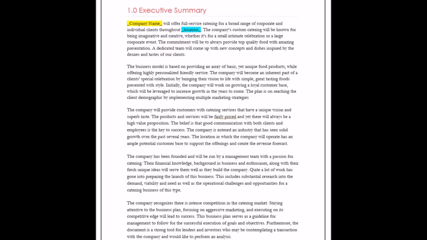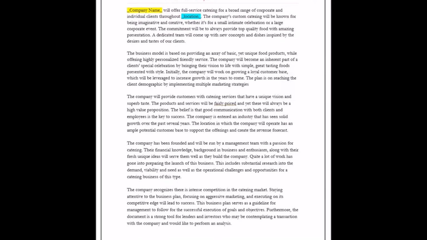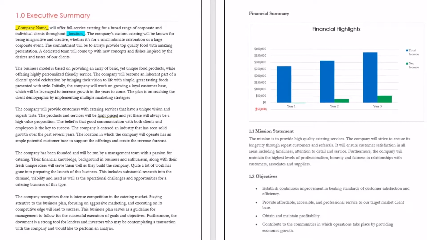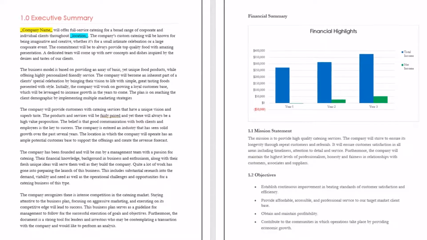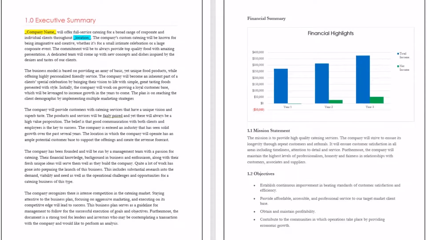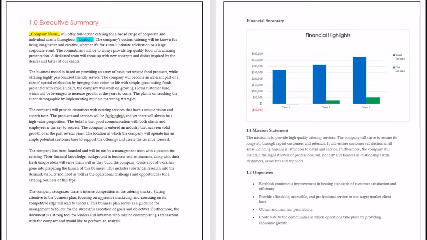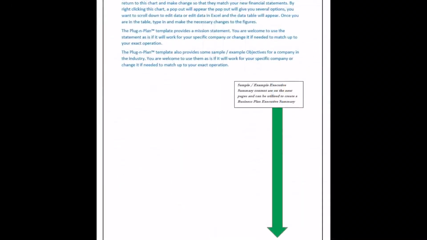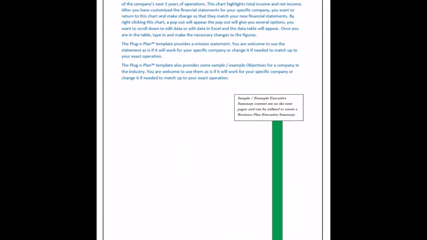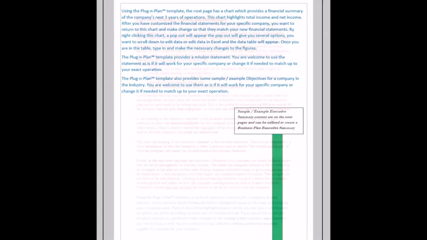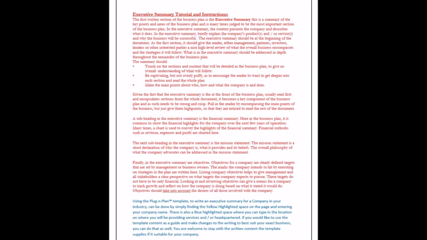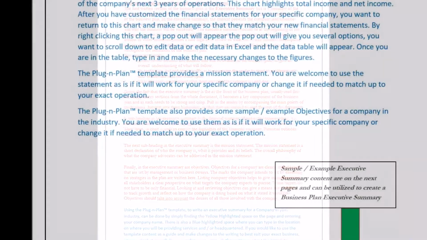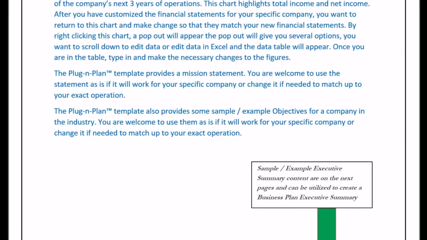Finally, in the Executive Summary are objectives. Objectives for a company are clearly defined targets that are set by management or business owners. The marks the company intends to hit by executing on strategies in the plan are written here. Listing company objectives helps to give management and all stakeholders a clearer perspective on what targets the company expects to pursue.